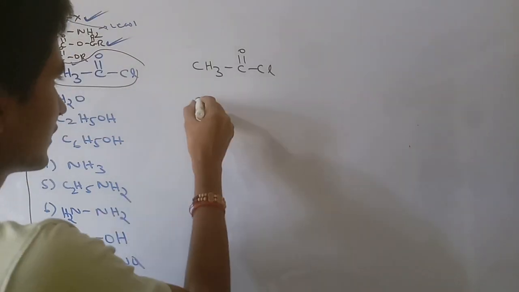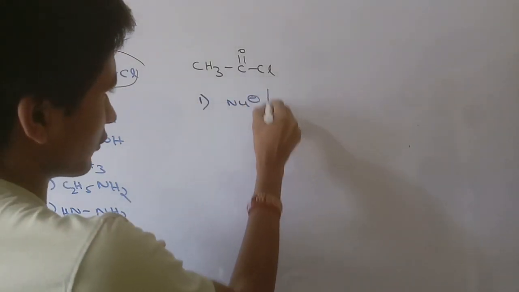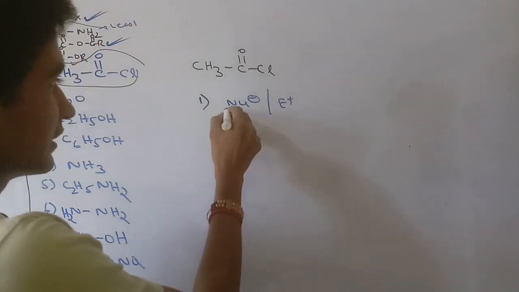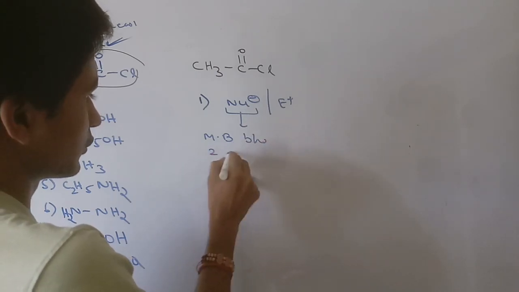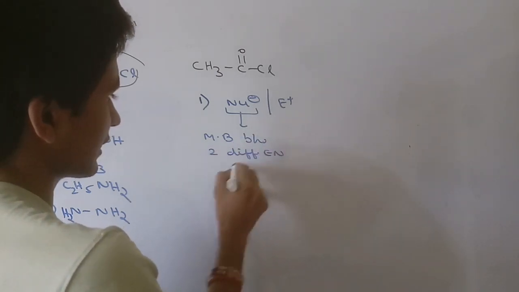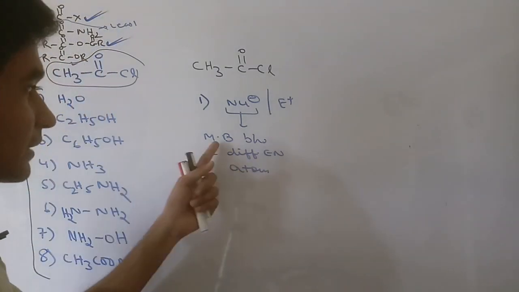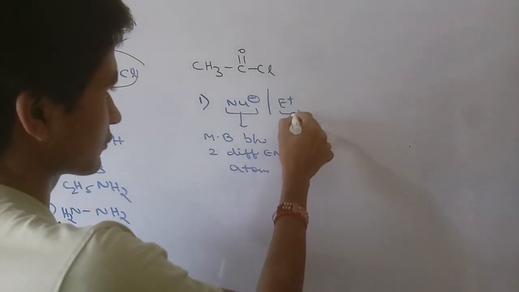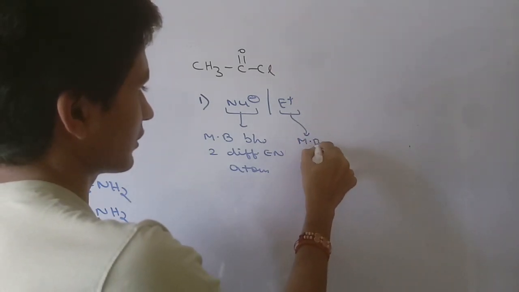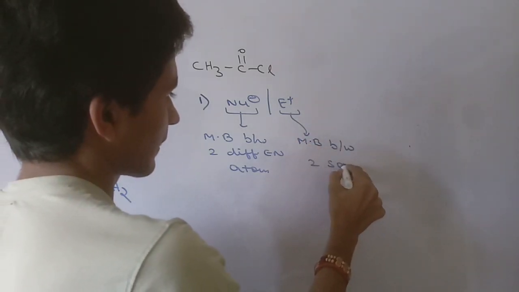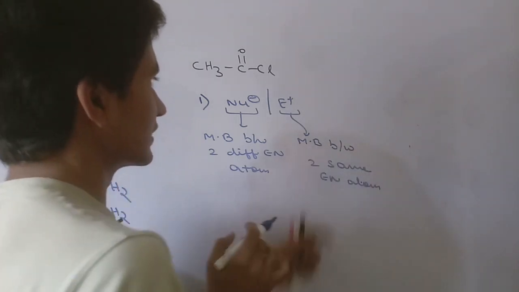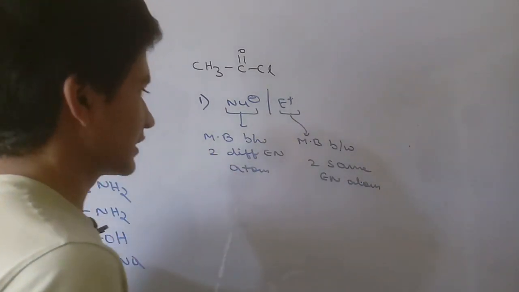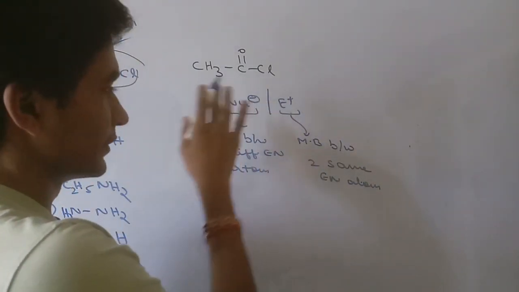Please watch it carefully. First you have to identify whether the reaction will be nucleophilic or electrophilic. How will you identify? If the reaction will be nucleophilic, then there must be a multiple bond between two different EN atoms. And if the reaction is going to be electrophilic, then the multiple bond must be present between two same EN atoms. If a multiple bond is present between two same EN atoms, then the reaction will be electrophilic, and if a multiple bond is present between two different EN atoms, then the reaction will be of nucleophilic nature.